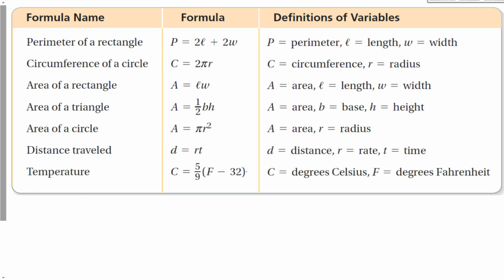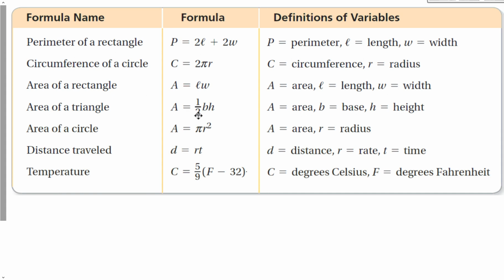And you should be able to know how to use them and what they all mean. So perimeter of a rectangle: P is equal to 2L plus 2W, where P is perimeter, L is length, W is width. Circumference of a circle, which we'll use next: C is equal to 2 pi r. Area of a rectangle: area is equal to length times width.